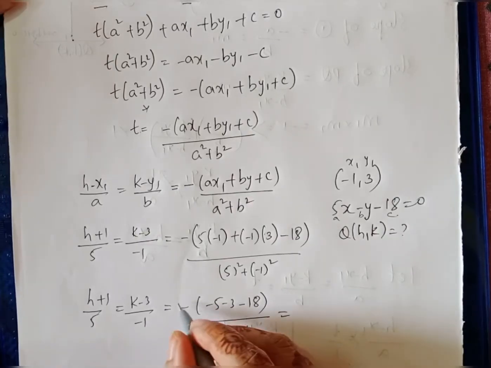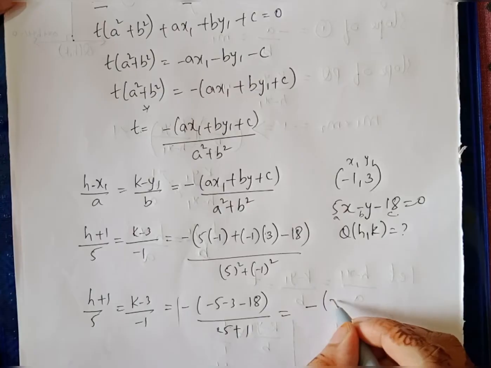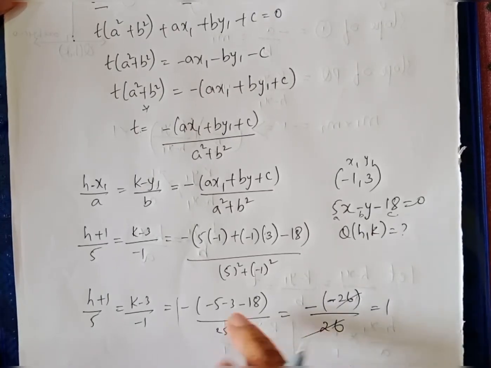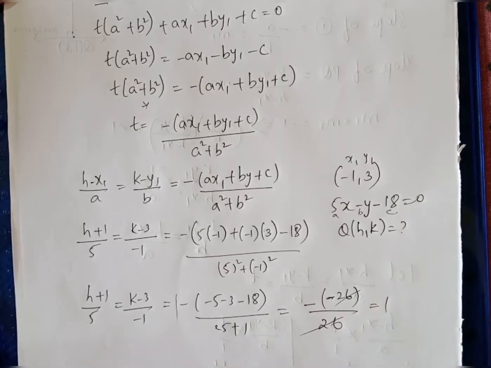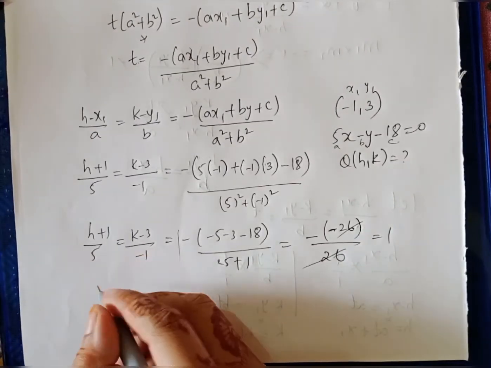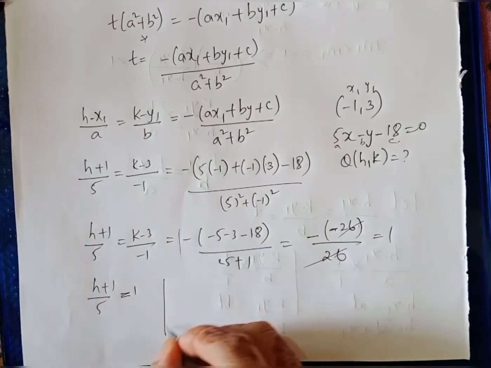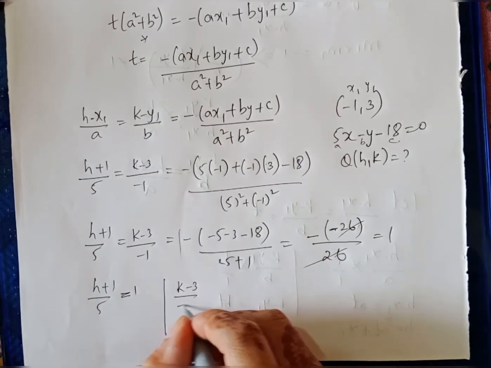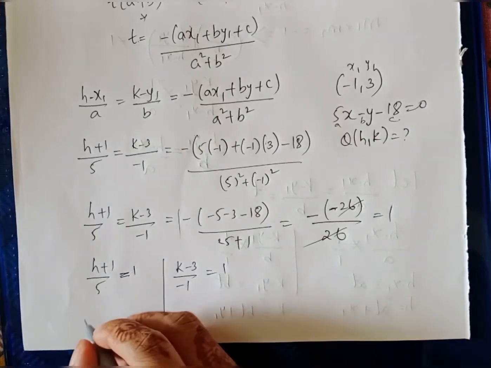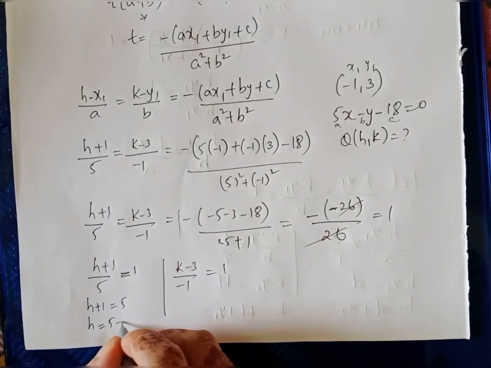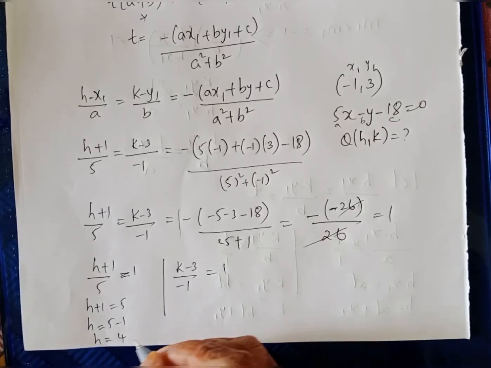So this value will be minus 26 by 26. 26 ones are 26, so this value becomes 1. So equating h and k with 1: h plus 1 by 5 equal to 1 and k minus 3 by minus 1 equal to 1. So h plus 1 equals 5, h is equal to 5 minus 1. So h is equal to 4.